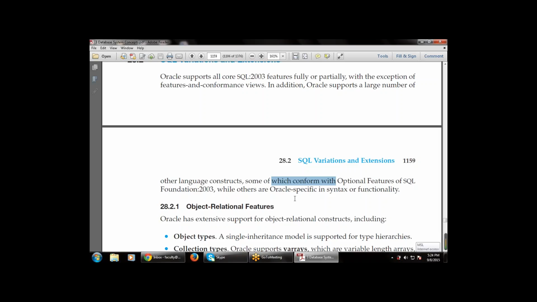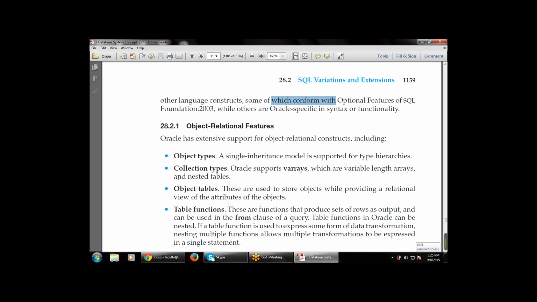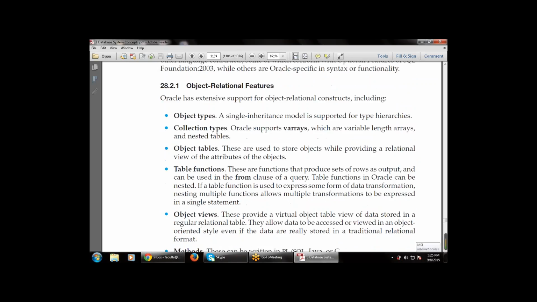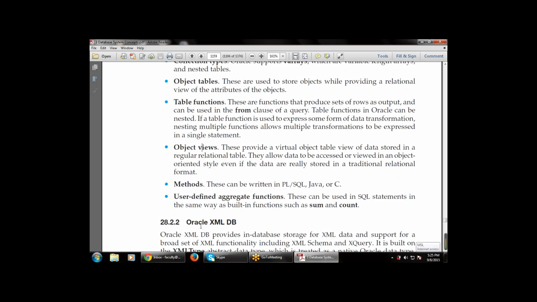Next are the object relational features. So Oracle has extensive support for object relational features, that includes object types, collection types, object tables, table functions, and object views. So these are the object relational features that are used. Then methods, then user defined aggregation tools.